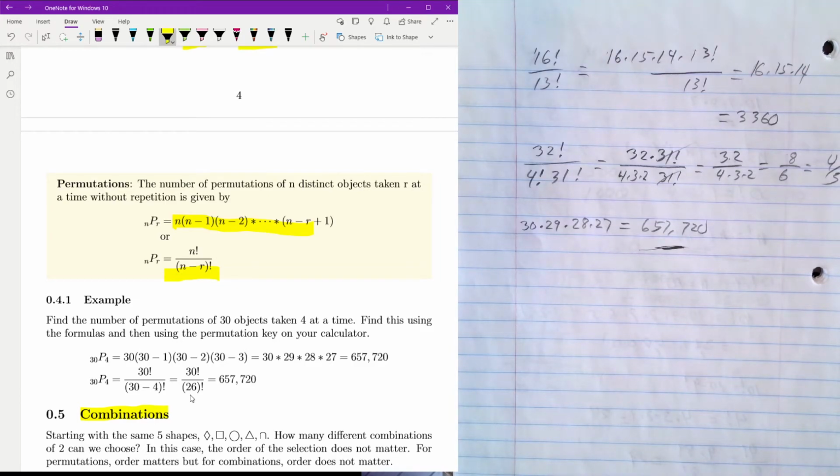So the question, starting with the same 5 shapes, is how many different combinations of 2 of them can we choose? So you could pick one, and then you could pick another one. So you're still choosing 2 different ones, so 5 times 4. But the order doesn't matter. So you could pick them in the other order, and that would be totally fine.